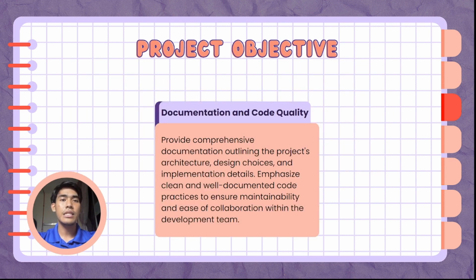Lastly is documentation and code quality. Provide comprehensive documentation outlining the project architecture, design choices, and implementation details. Emphasize clean and well-documented code practices to ensure maintainability and ease of collaboration within the development team.